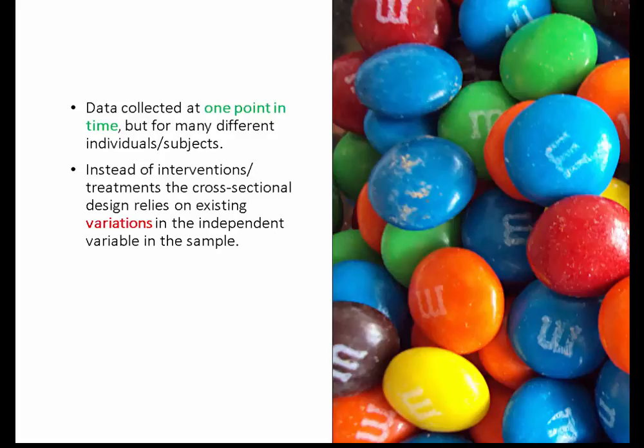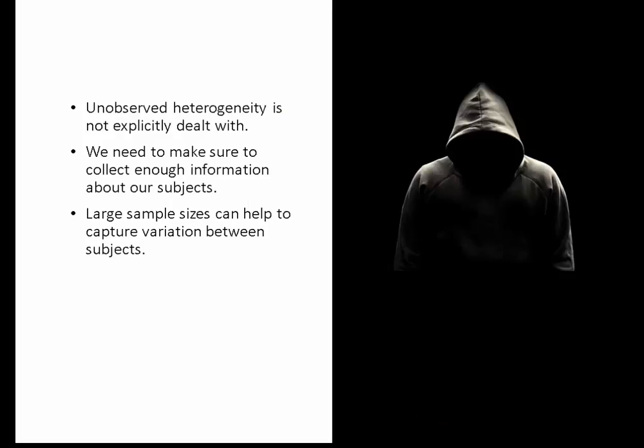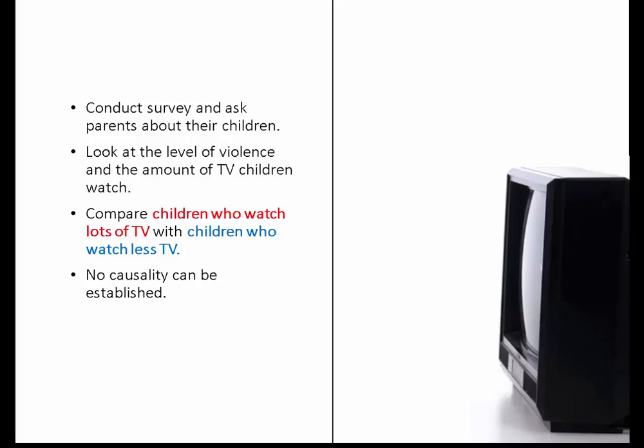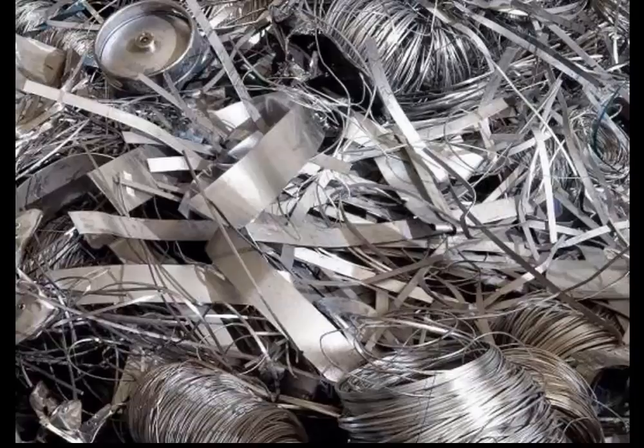But you're looking at within-population variations. So you look at whether some people are more violent than others. And then you ask them whether they watch more TV than others. But you can't really get to the causal relationship. So a design for our children would be to conduct a survey and ask parents about their children, look at the level of violence and the amount of TV children watch, and then compare children who watch lots of TV with children who watch less TV. So that's a less good standard.